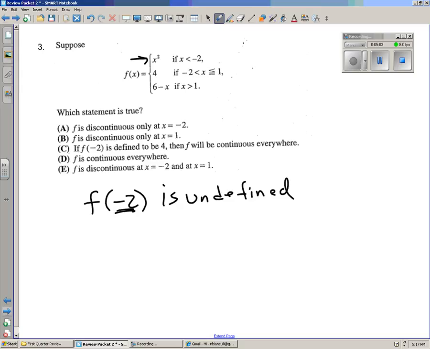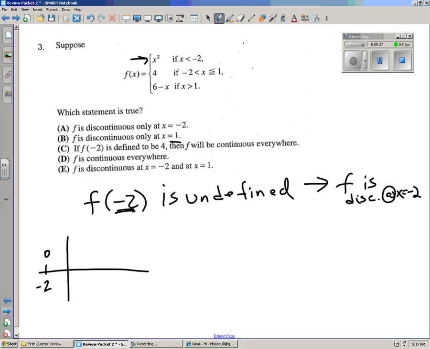So clearly, if f of negative 2 is undefined, this means the function is definitely discontinuous at x equals negative 2. So now we don't necessarily know it's only discontinuous there. Now they're talking about x equals 1 in the choices, so we have to also look at x equals 1. If you think about a graph of f of x at the moment, f of x is 4 between x equals negative 2, with a hole there, and 1.